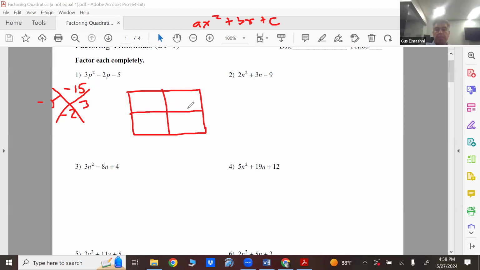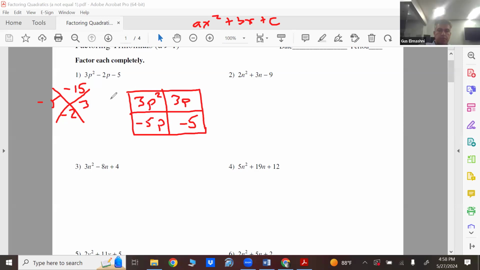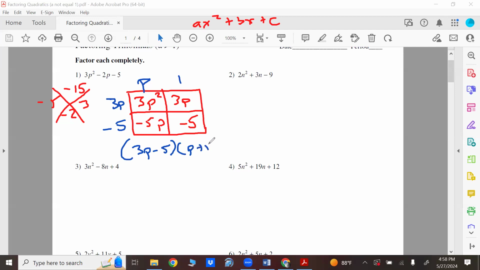So then you put 3p squared here and negative 5 here. You factor along each row and each column. Yeah, this stuff's kind of tough.